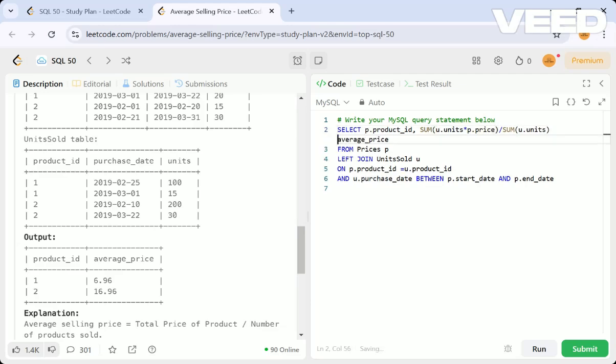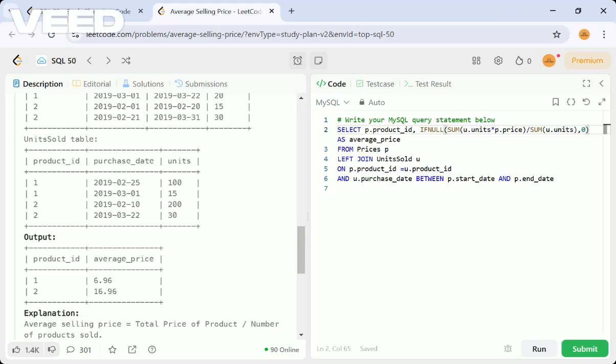So an aliasing name will be there for this average price. Now, if there is no such kind of thing, what we have to do is check for the null case. If null is there, then we have to replace it with 0.